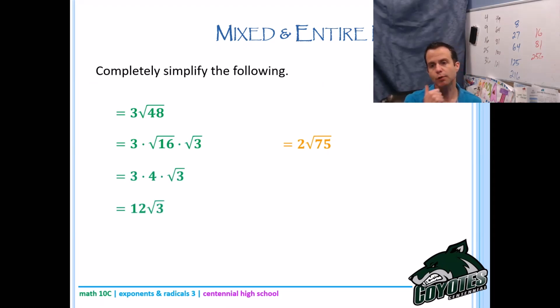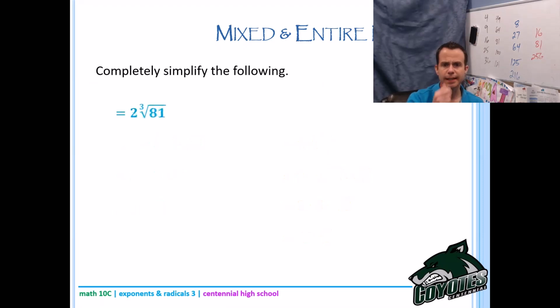And then likewise over on the 2 root 75, I know I can break my 75 into 25 times 3. The root of 25 is 5, and then it has to get multiplied by the original 2 that was out there. So I end up with 10 root 3. Okay. So if this is very new to you, you want to do as much practice as you can with this. Okay. So simplify this, dude.